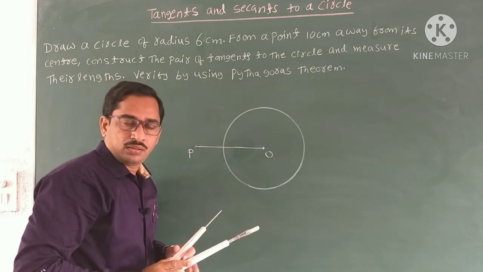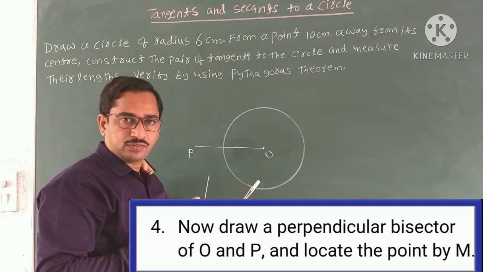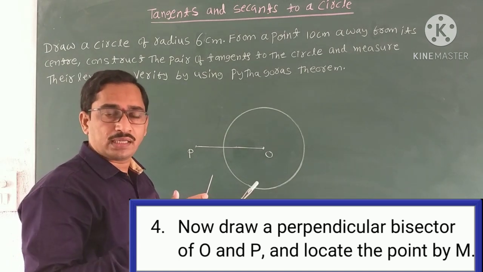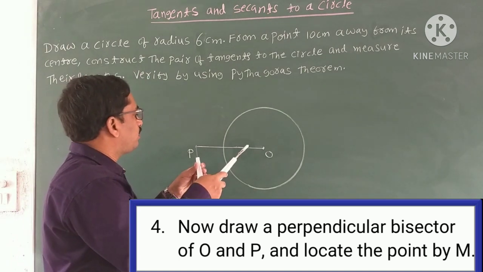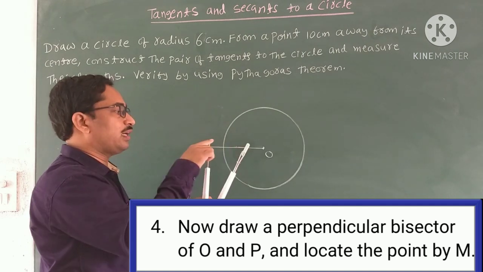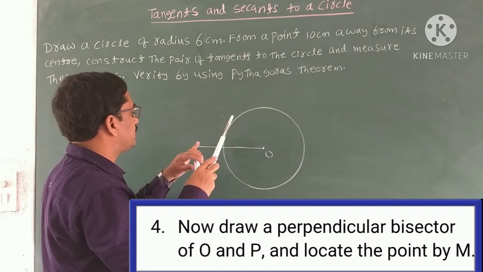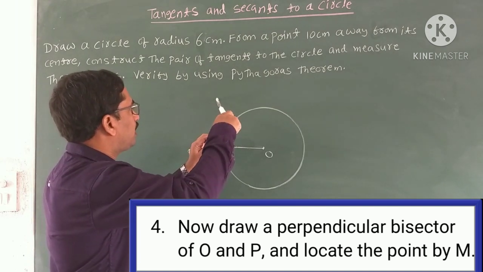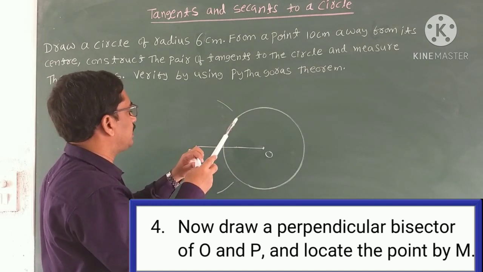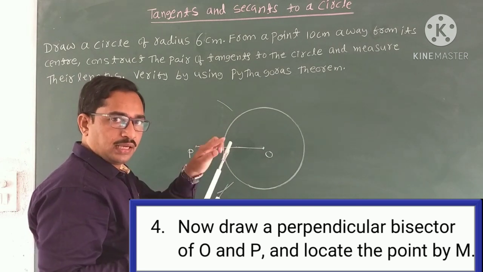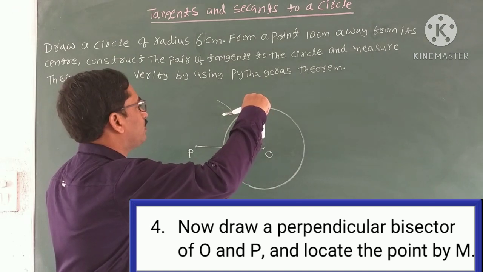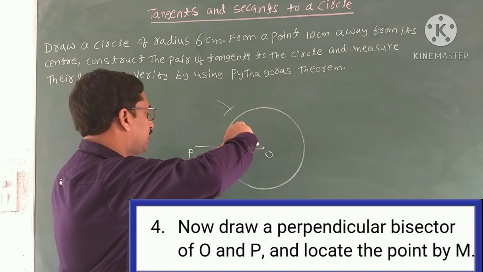Now, we have to draw a perpendicular bisector of OP. See how to draw a perpendicular bisector of OP. By taking more than half of the length of OP, and with the center P, draw 2 arcs on either side of OP. With the same length, taking center O, draw 2 more arcs.